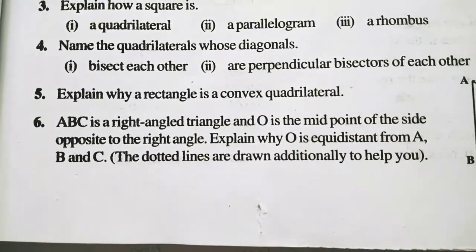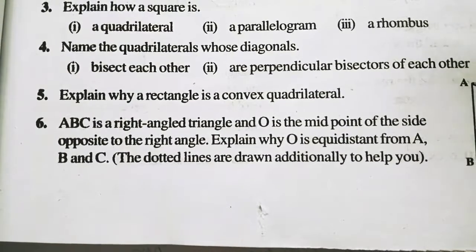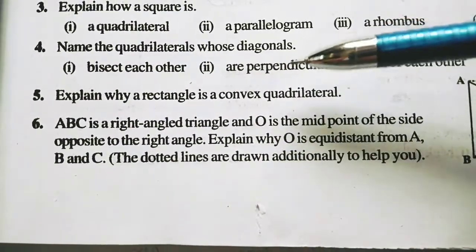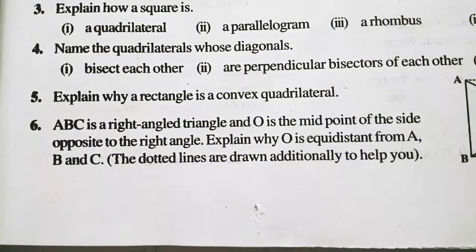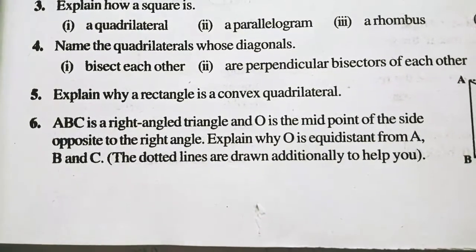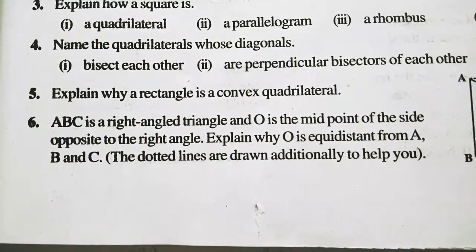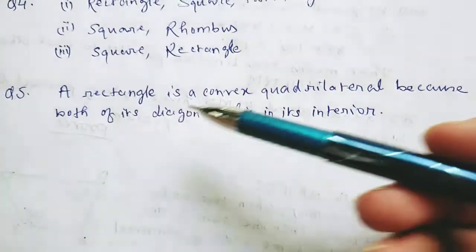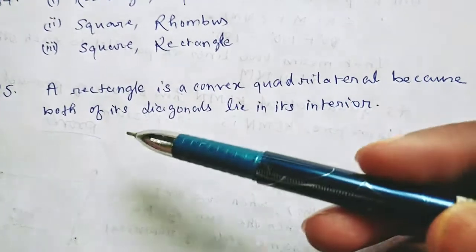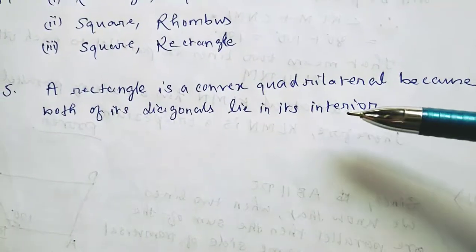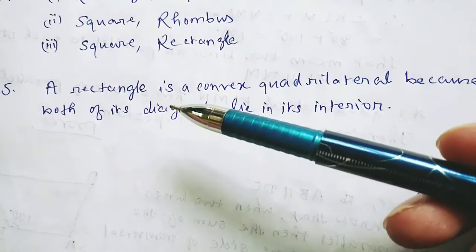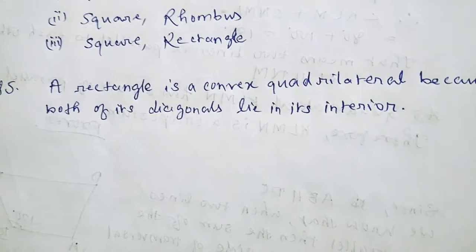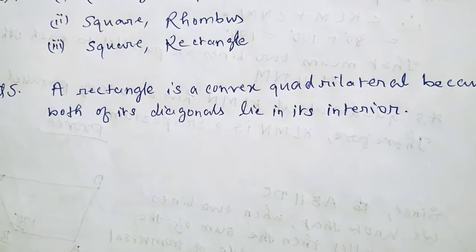You know convex quadrilateral means all the diagonals are inside, in the interior of the figure. So in a rectangle, all the diagonals are in the interior of the figure. That's why it is a convex quadrilateral. So the answer is, a rectangle is a convex quadrilateral because both of its diagonals lie in its interior. Both, because in a rectangle 2 diagonals are there, so the 2 diagonals lie inside the figure, that means lie in its interior.